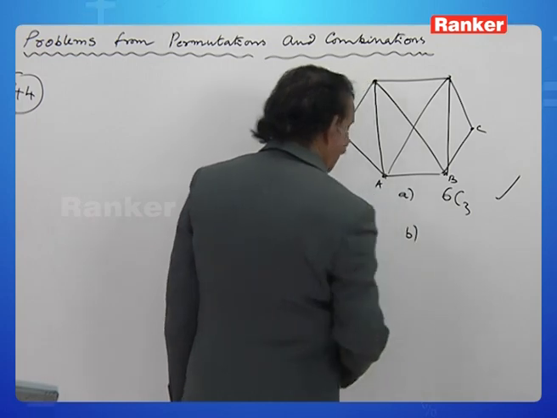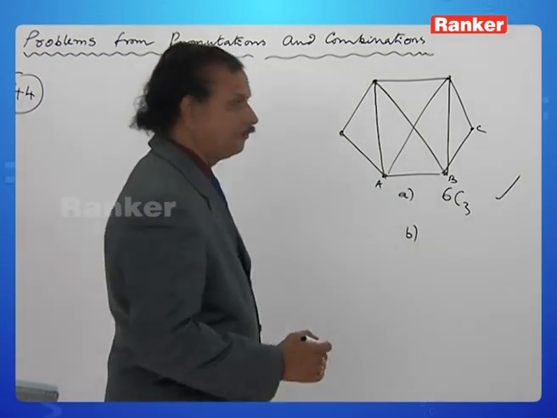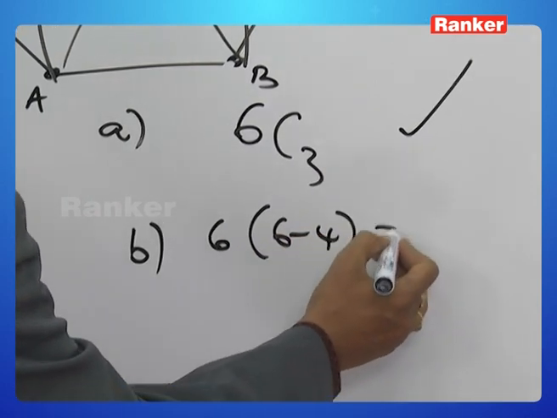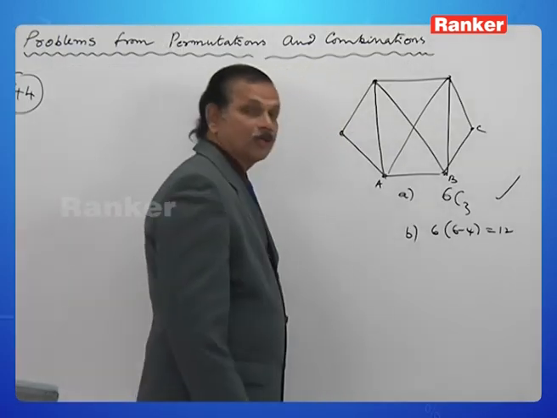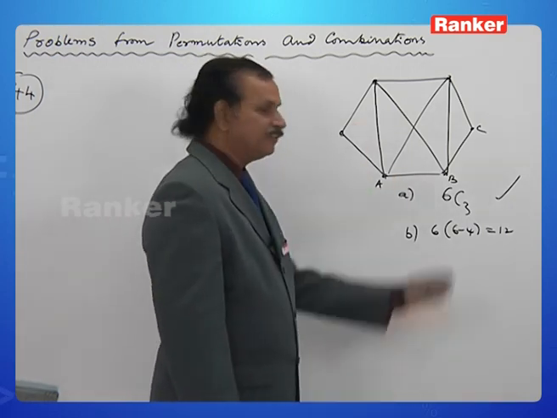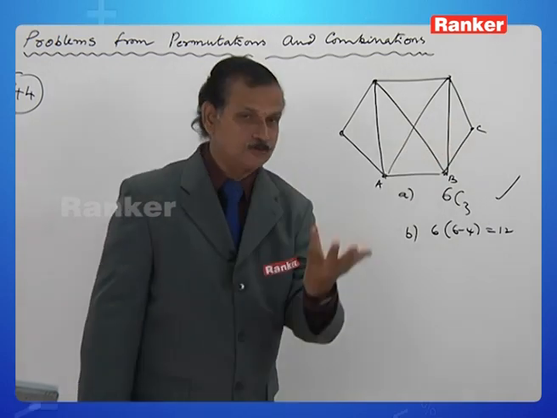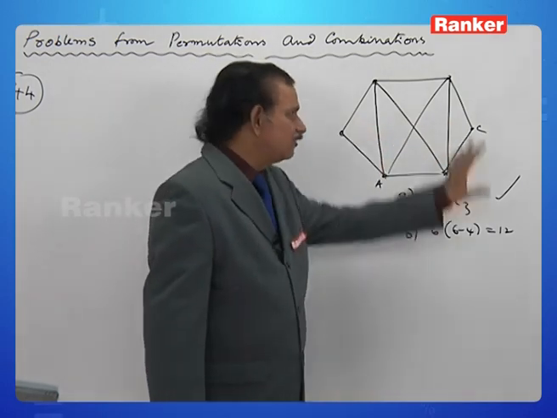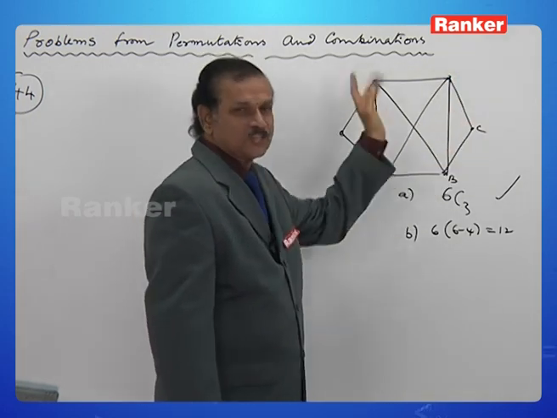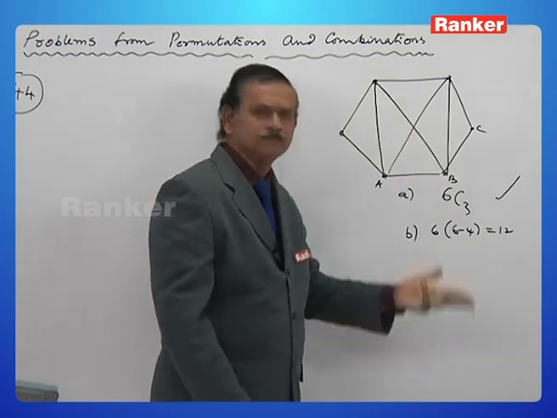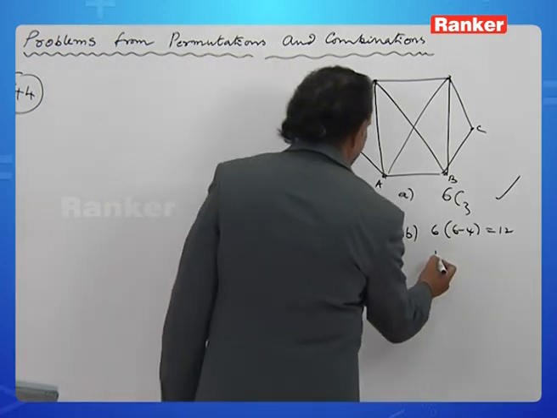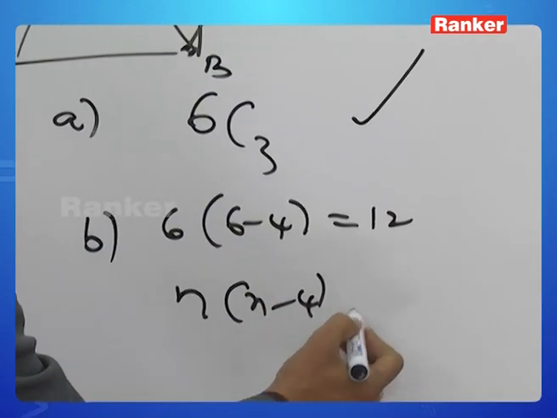Therefore, the answer is n into n minus 4 and here it is 6 into 6 minus 4. That is 12. Why? With AB as the side in common, we have 2 triangles. With BC as a side in common, you will have 2 more triangles. With CD as a common side, you have 2 more. Like that, how many such triangles can be had in this diagram? 12, of course. And in general, the answer n into n minus 4 is of course correct.